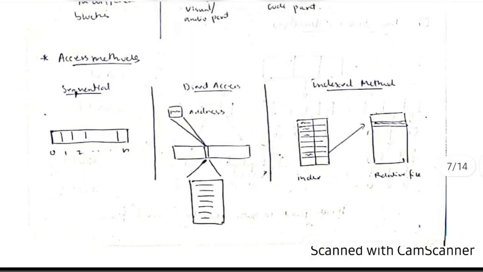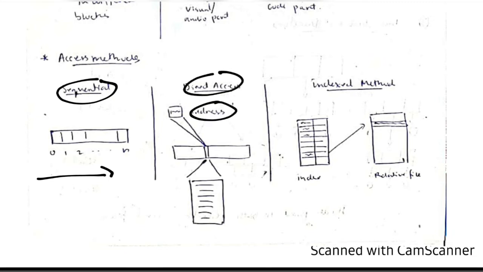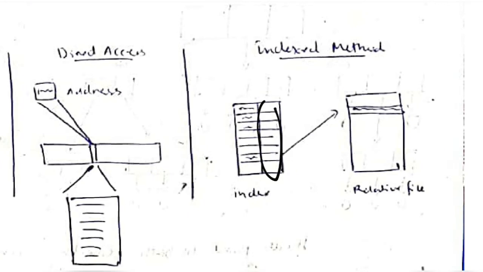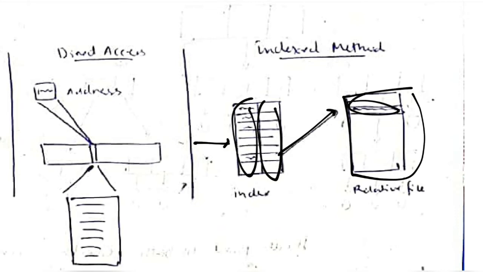Okay, and there are three methods to access the files. First one is sequential, if the files are arranged in the form of an array. And the second is direct access, means if we know the address, we will go to that address and fetch that file. And the third one is the indexed method. Indexed method means there will be a table where we will have all the locations for the files present inside the memory location. So if you know the index number, we can fetch the particular file.